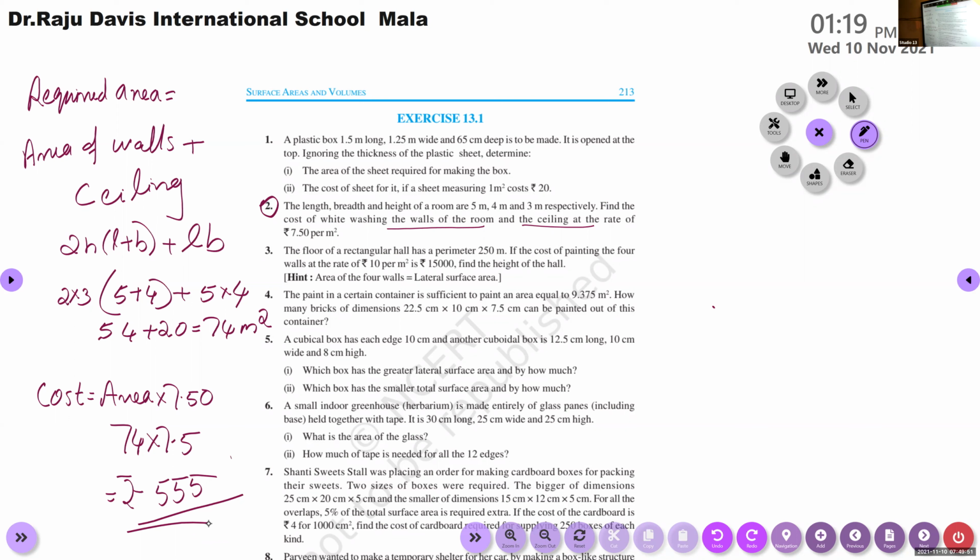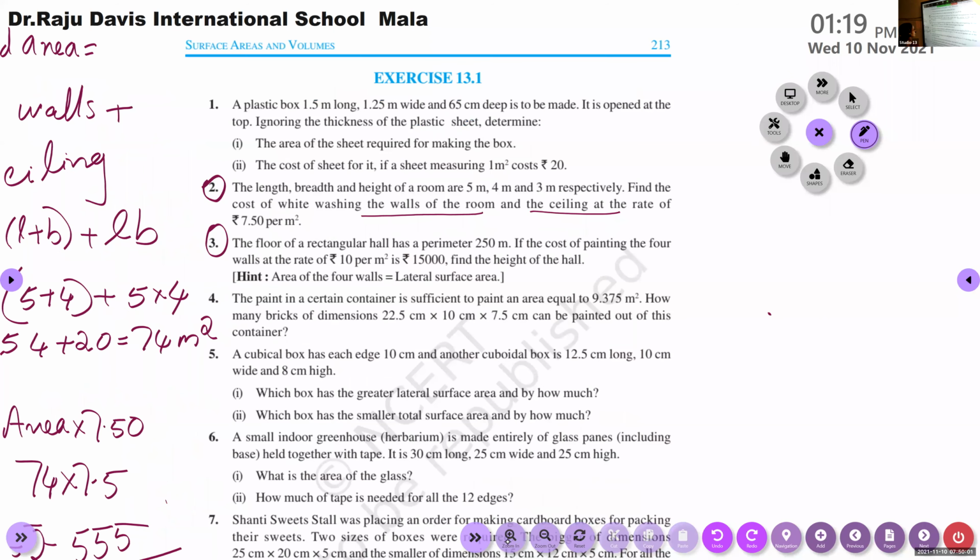After completing second one, you can try third one. One by one questions you can do. If any doubt, you can ask.